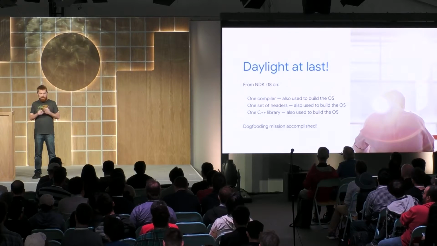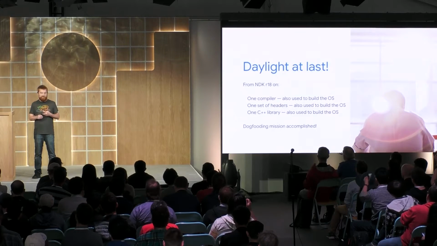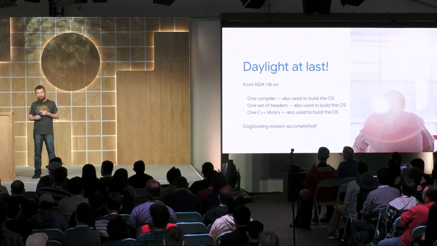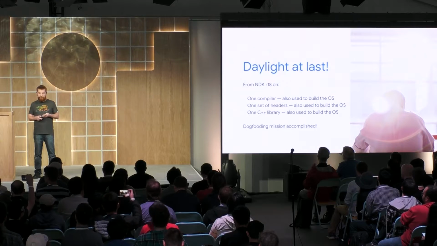So as of R18, the NDK had a single compiler, the same one we used to build the OS, a single set of headers, the same ones we used to build the OS, and a single C++ library, the same one we used to build the operating system. So it was dogfooding, mission accomplished.